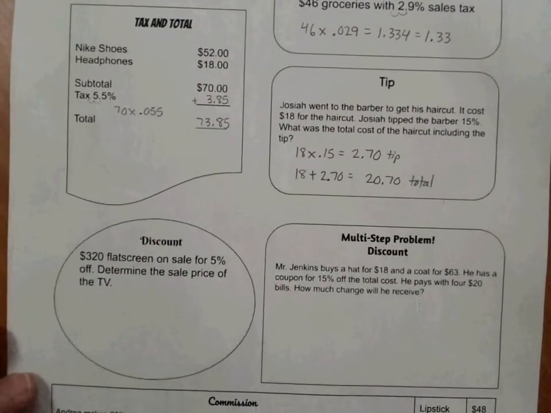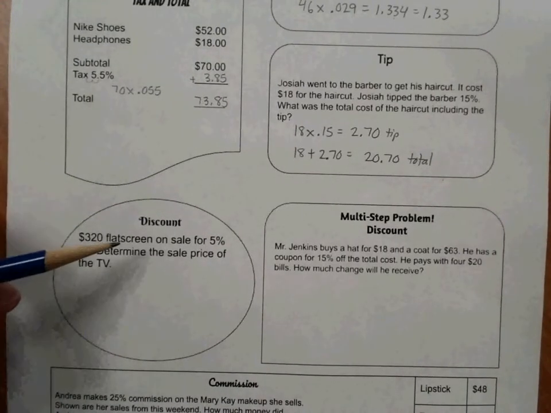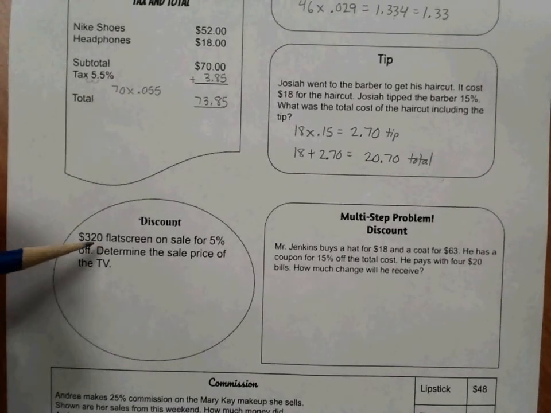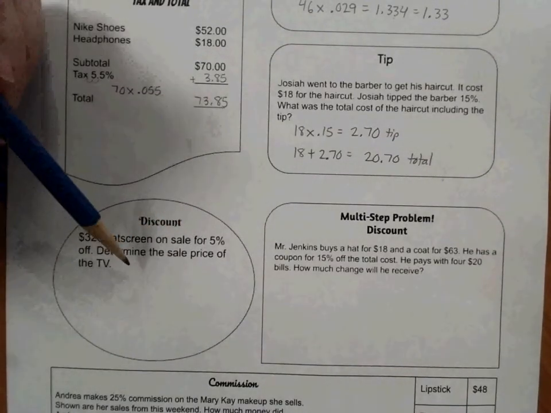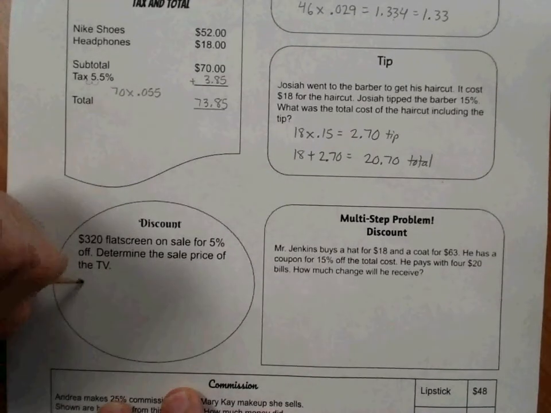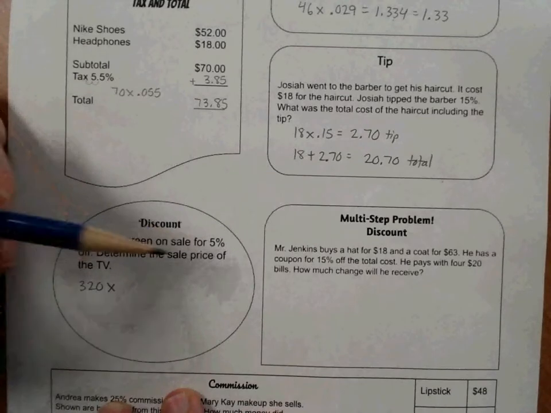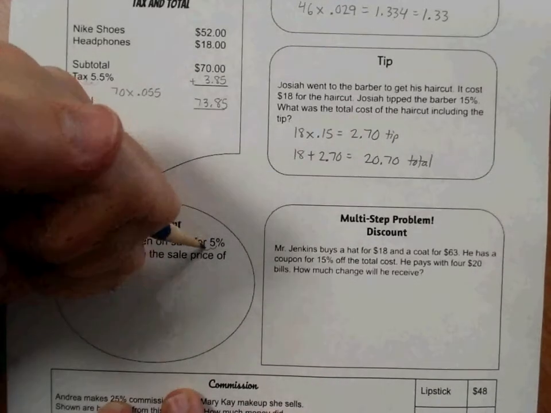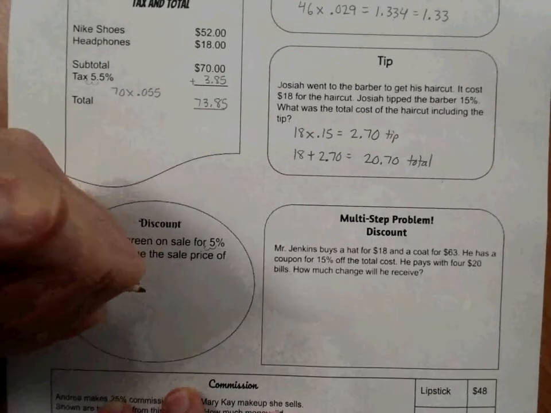Scoot this up just a little bit here so we can check out some other problems. Alright, so down here we're talking about some discounts. Say you're trying to get this $320 TV and it's on sale for 5% off. So we've got to go back in and figure out the sale price, in other words, what we're going to pay. So you can take that $320 and multiply it by 5% as a decimal. Remember, if there are 2 spaces, you have to have a 0 there. So decimal 0.05, that would be 5 hundredths.